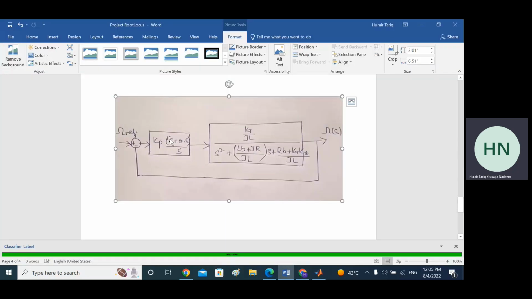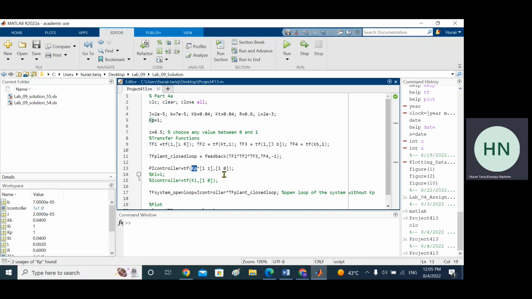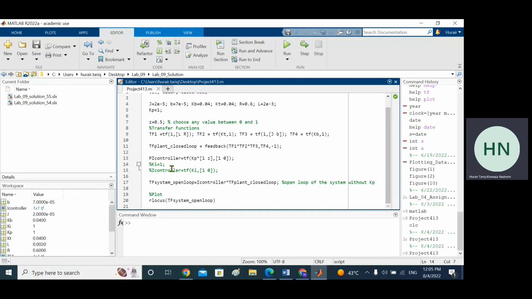Okay, KP is multiplied with (1, Z), where Z is 0.5. So this is going to be S plus Z, and at the denominator you have (1, 0), and (1, 0) means S. Okay, so we have already done this in MATLAB.